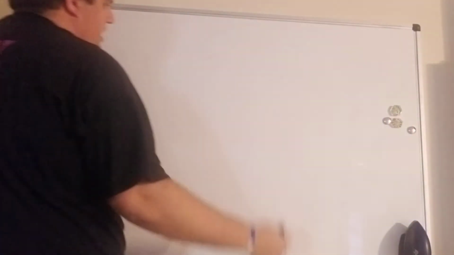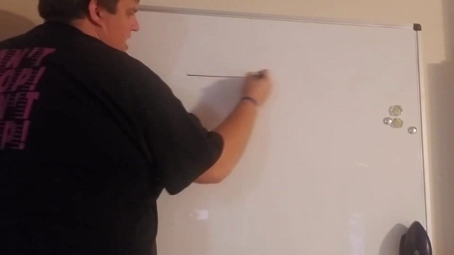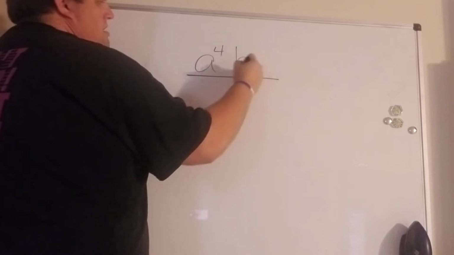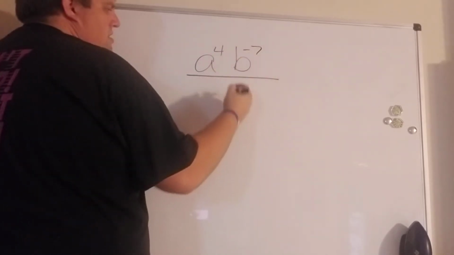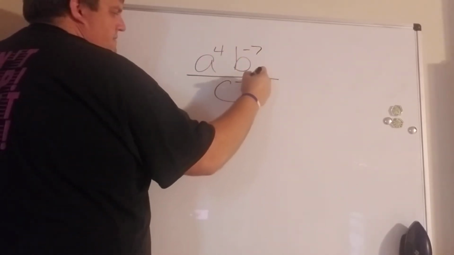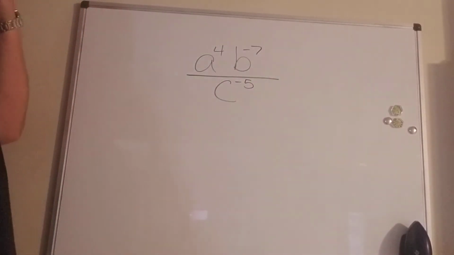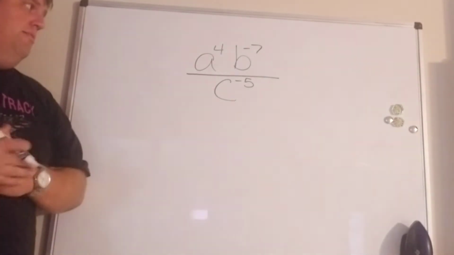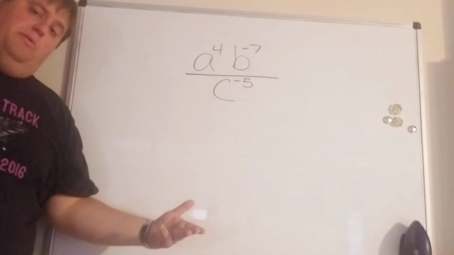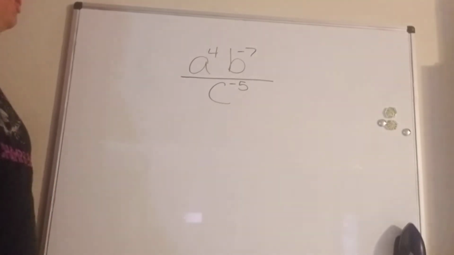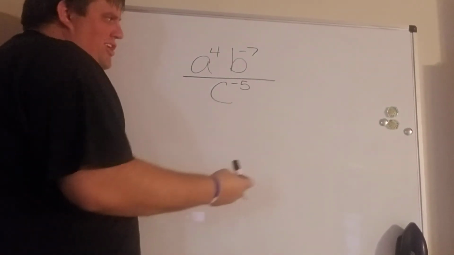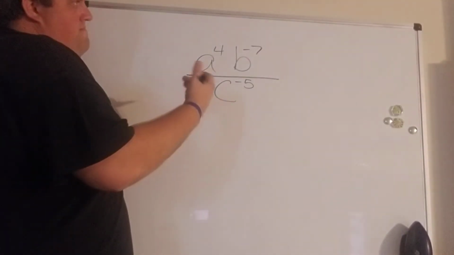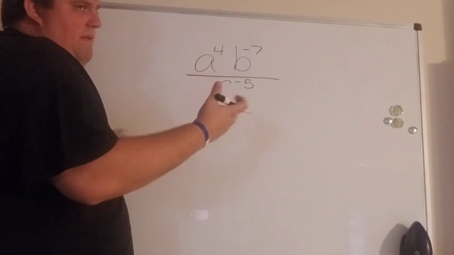Well, the first one is, what if I have a negative exponent? Let's say I had a to the 4th, b to the negative 7th, over c to the negative 5th. So, what if it's already a fraction, Mr. Odie? Because this one's already a fraction. What the negative's going to do, if it's already a fraction, is kind of flip it.